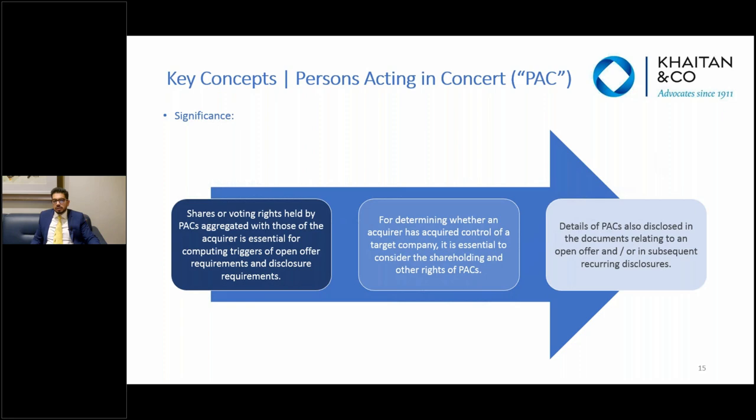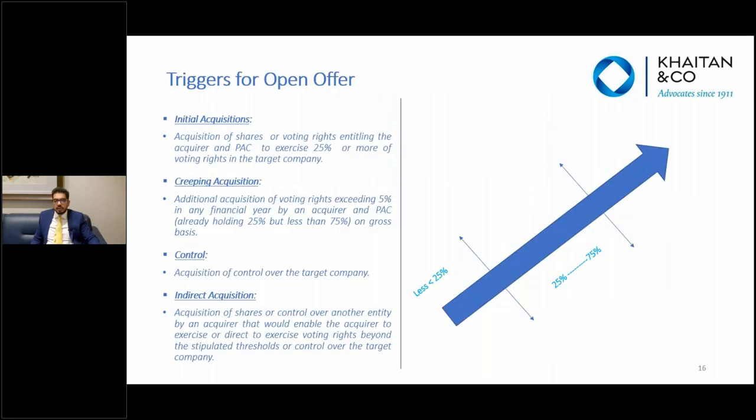Now, what are these triggers and what are these obligations one needs to be mindful of? First is, in a direct acquisition, if you're getting the ability to exercise 25% or more voting rights, that's the first level of trigger. If you're already someone who holds 25% along with your other persons acting in concert, and you are crossing the 5% threshold, then you will trigger an offer as well.